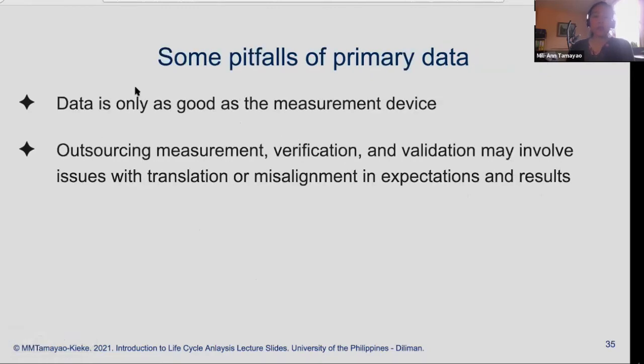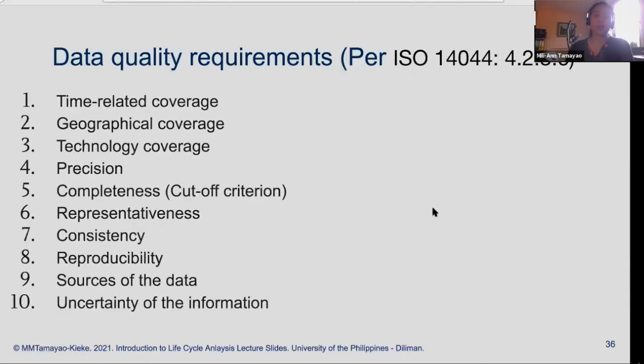All right. Now, there are some pitfalls of primary data, although it is the gold standard. One, the data is only as good as the measurement device and, of course, the measurement technique, and the people measuring if there are people involved. And of course, when you outsource measurement, verification and validation may involve issues with translation or misalignment in expectations and results. So I mentioned earlier data quality requirements. You have to be able to follow data quality requirements, and these are things that you set from the outset.